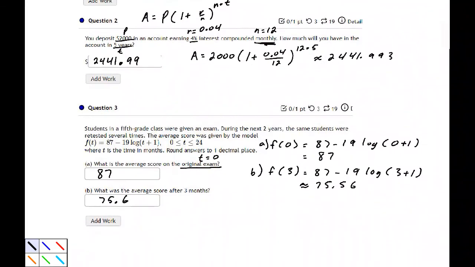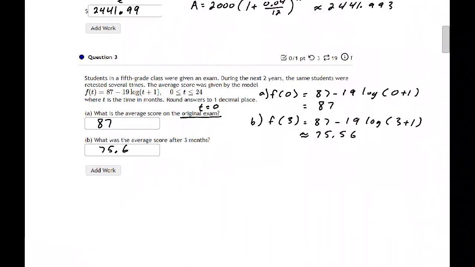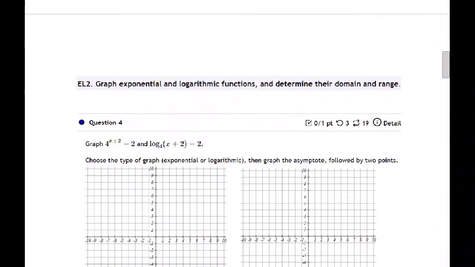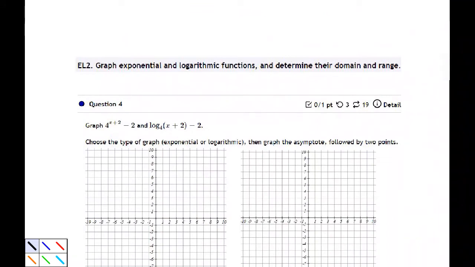All right, so that concludes EL1 for this objective. And now EL2. This objective is graph exponential and logarithmic functions and determine their domain and range. This question says graph 4 to the (x plus 2) minus 2, and log base 4 of (x plus 2) minus 2.